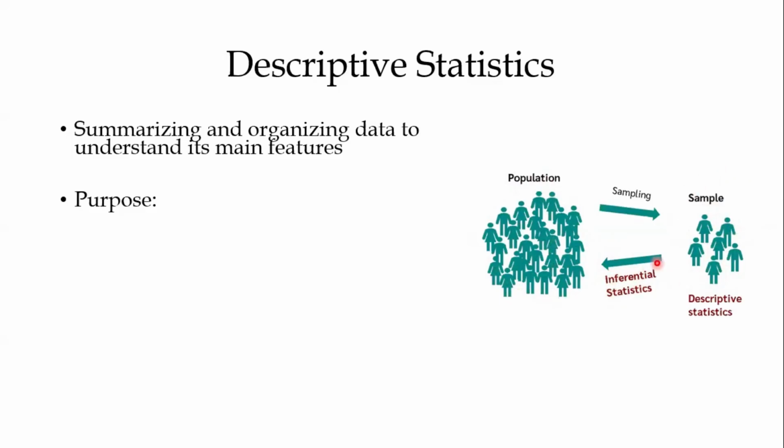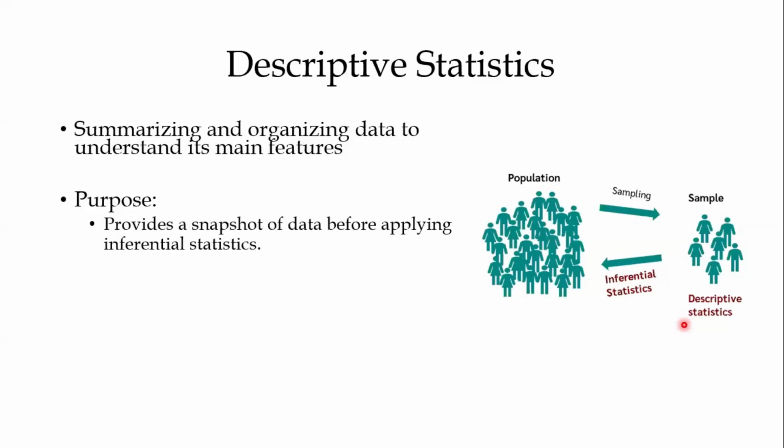So for today, we largely focus on descriptive statistics, whose role is to summarize and organize data of a sample to try and understand its main features. So there are two main purposes. One is to provide you with a snapshot of data. Essentially, it gives you an overview as to what are the general characteristics of the sample that you got. It helps to identify these three things, and these are very important. One is patterns.